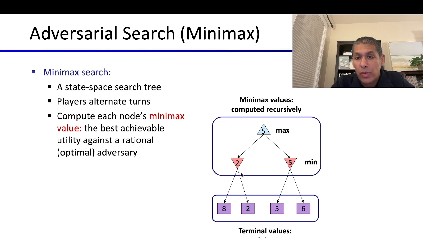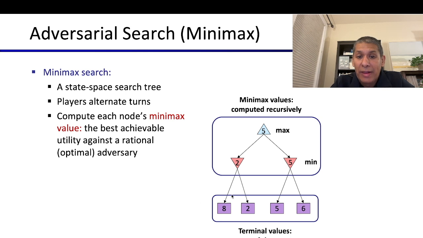So that's going to be 2. Similarly here, 5. So within these two, we will choose the one that maximizes, and we will take this one. So again, this basic nature of the adversarial search should be clear to us.